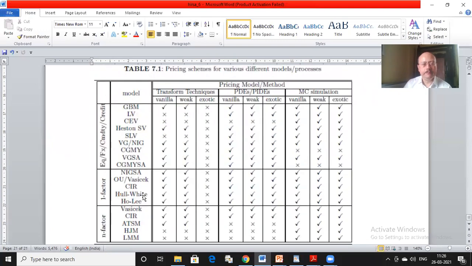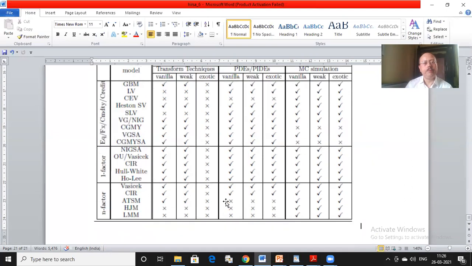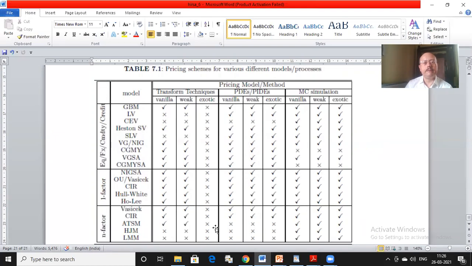Similar classification is done also for the one-factor models, which I learned in the CAPM model last semester, or its generalization, the arbitrage pricing models, as in the n-factor models. And there also the common models are covered, like NIG, Vasicek, Hull and White, etc. And this table gives us a summary of what kind of contracts can be priced using what kind of technique.